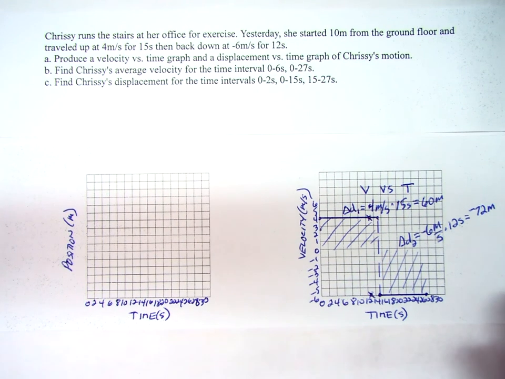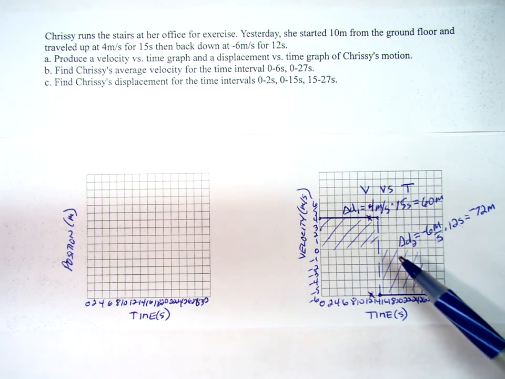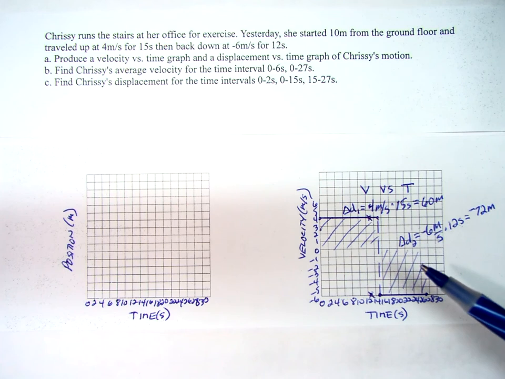Okay, now we're going to take this information and put it on the position versus time graph. So we have to think about this. There are 3 things that we need to show on the position versus time graph. We need to show that she started at 10 meters, that she went up 60 more meters to 70, and then she went back down again 72 meters, which means she ends up at negative 2. Right? So our big change is going to be from positive 70 to negative 2. That's what we have to show on the graph. And that's a total of 72 meters.